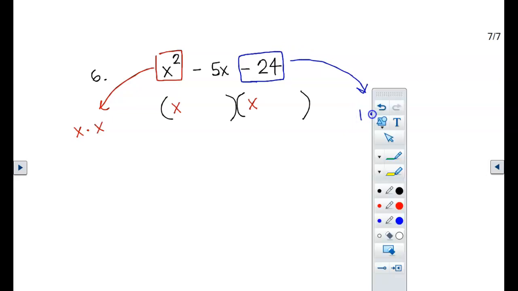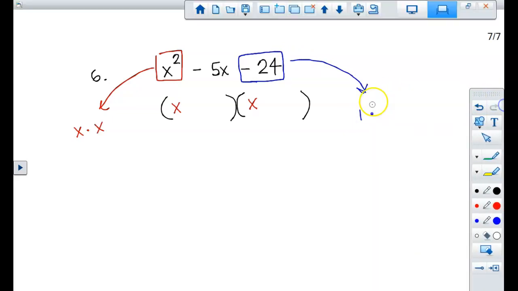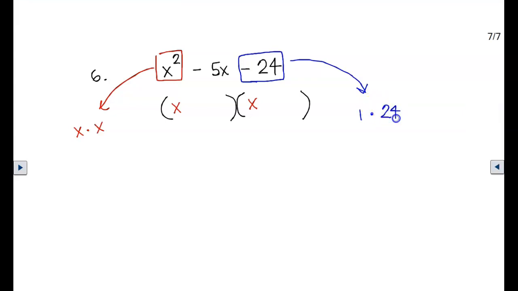We could do 1 times 24. We could do 2 times 12. We could do 3 times 8. We could do 4 times 6. But I want you to notice that all of these multiplication problems will give me positive 24 as the answer, and I'm looking for negative. So how many negative numbers do I need in my problem if I'm going to get a negative answer? Well, I need one. I need a negative number times a positive number in order to get negative 24.